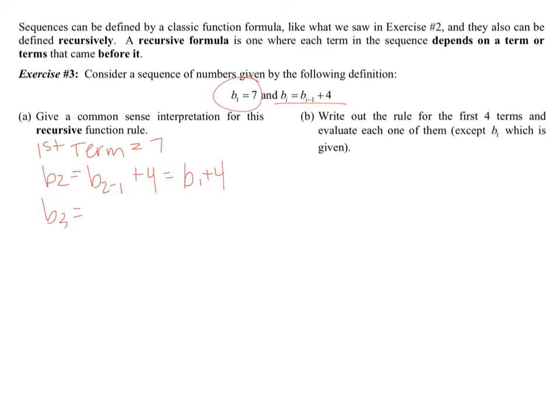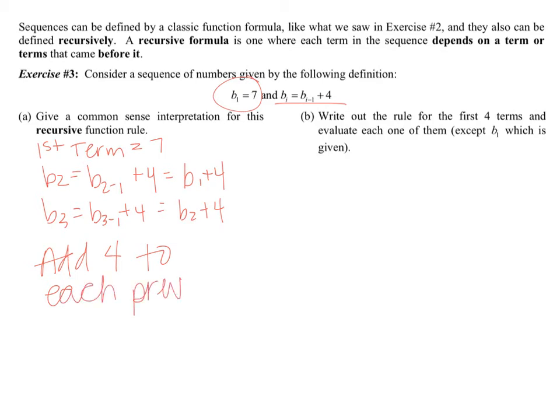The third term is going to be the term in front of it plus 4. So it's going to be the second term plus 4, and so on. So you get each element by adding 4 to the previous element. So write out the rule for the first 4 terms and evaluate each one of them except b of 1, which is given.